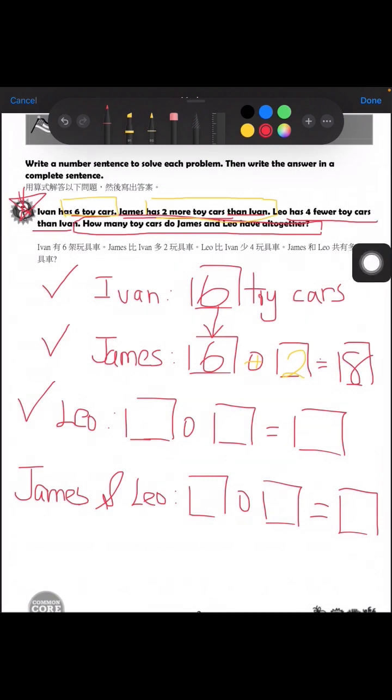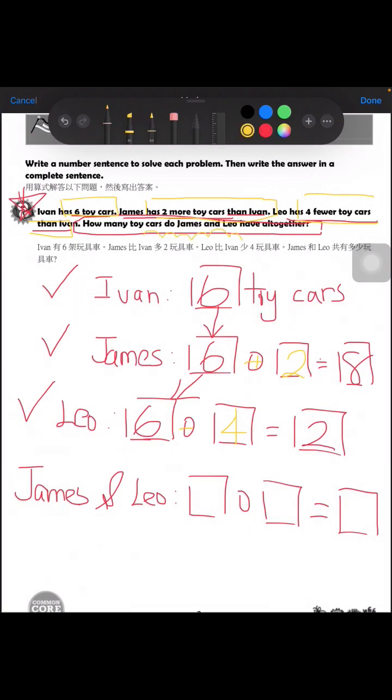Next step, we will find the number of cars Leo has. Leo has 4 fewer toy cars than Ivan. So we will use the same information from Ivan, which is 6 toy cars. And then because we can see fewer, we will use minus 4. So 6 minus 4 equals to 2.